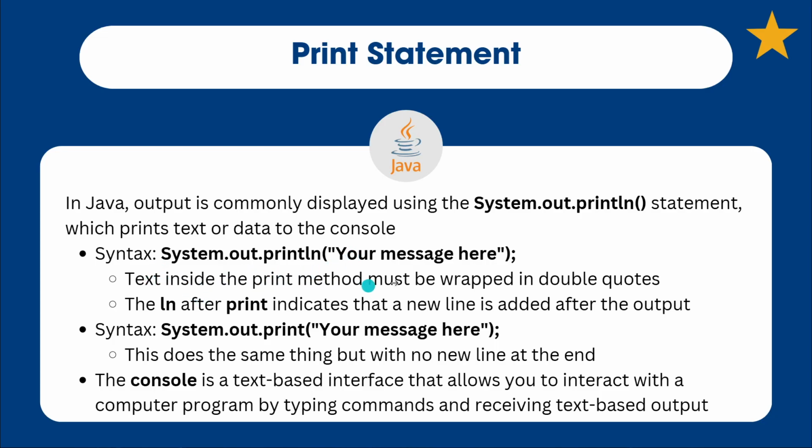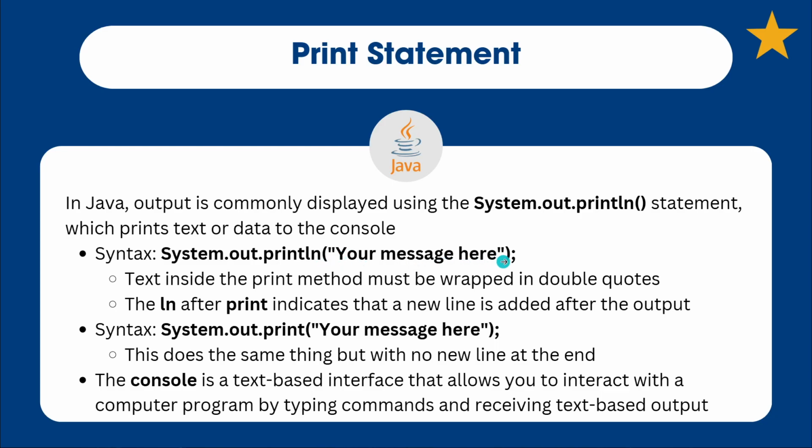So text inside the print method must be wrapped in double quotes. Notice I can't just write your message here. I do have to wrap it in quotes, which we'll discuss in greater detail in the next lesson when we talk about data types and primitives. So just know for now, if you have to type a message out, you've got to use those double quotes.